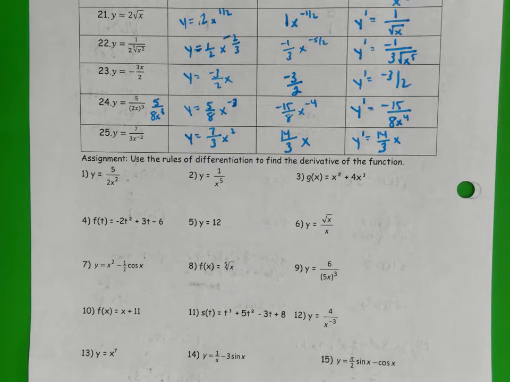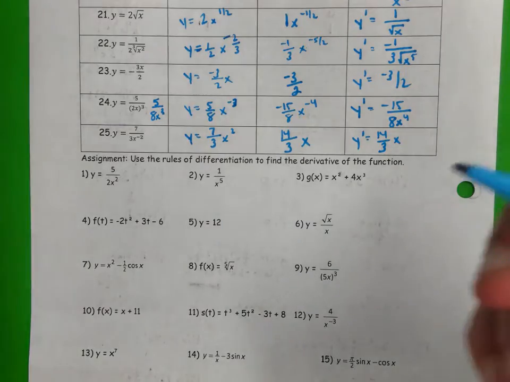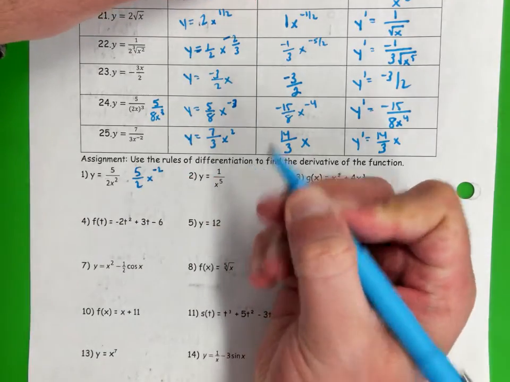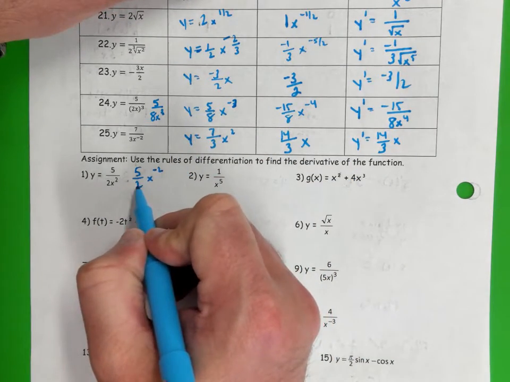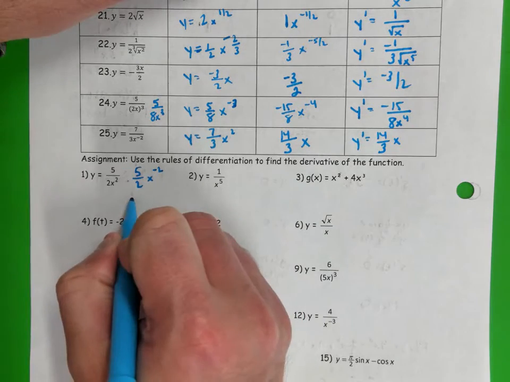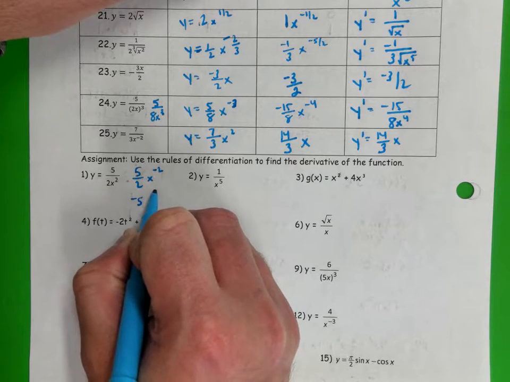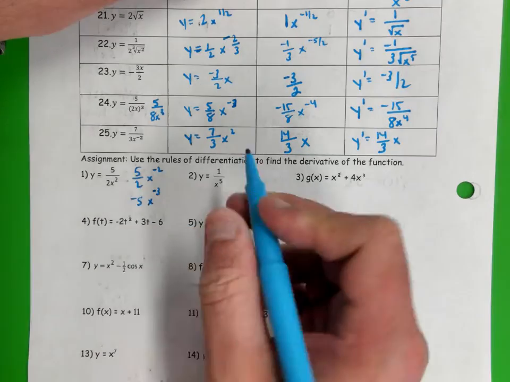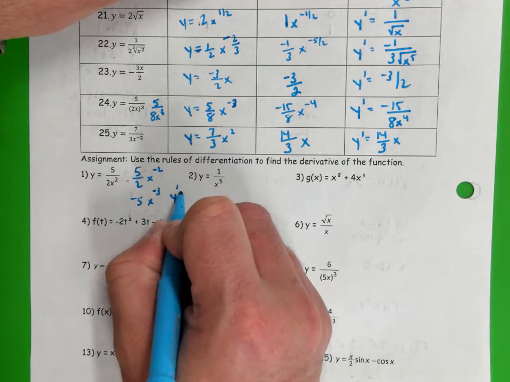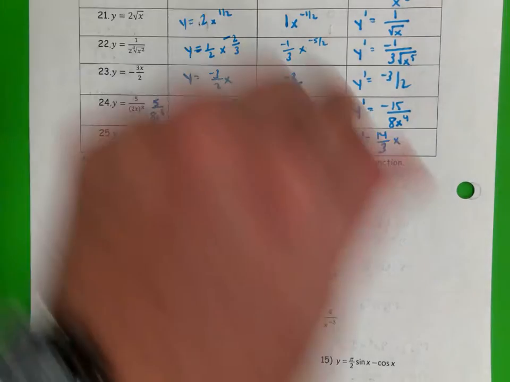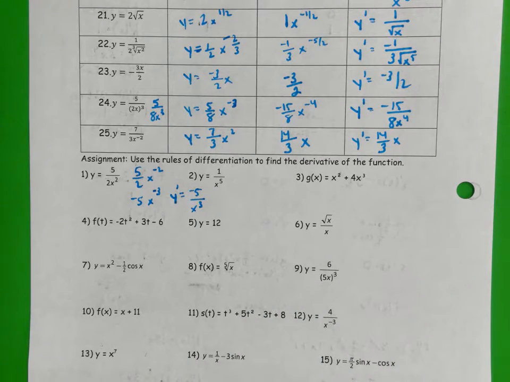Alright, look up for a moment. I'm going to rewrite this as 5 over 2 x to the what power? Negative 2. Negative 2 times 5/2 is what? Negative 5. I minus 1. When I minus 1, what value does that give me here? Negative 3. Okay, so now I'm ready to write my final answer. Y prime equals negative 5 over what? X cubed. Did y'all get that?